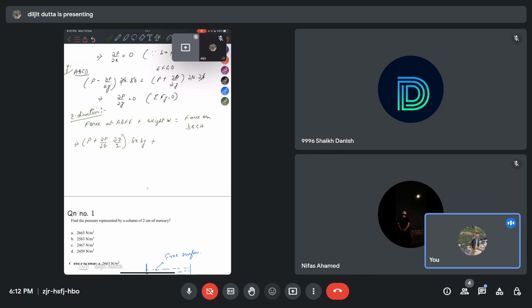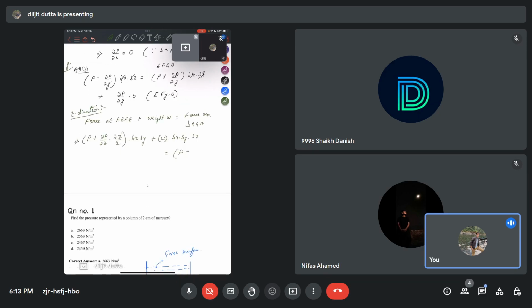So this W is the specific weight. So if we consider W as the specific weight of the fluid, then specific weight into volume will be the total weight of the fluid element. So volume will be delta X into delta Y into delta Z, and this is being balanced by the force at the bottom surface, and Z is negative in the bottom direction as per our convention. So P minus del P by del Z into delta Z by 2 del X del Y.